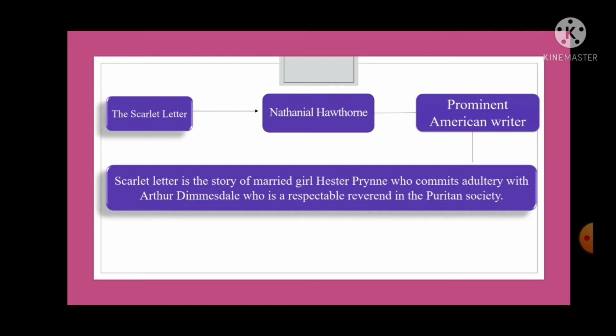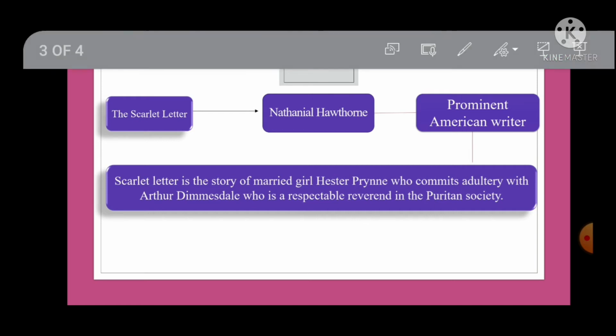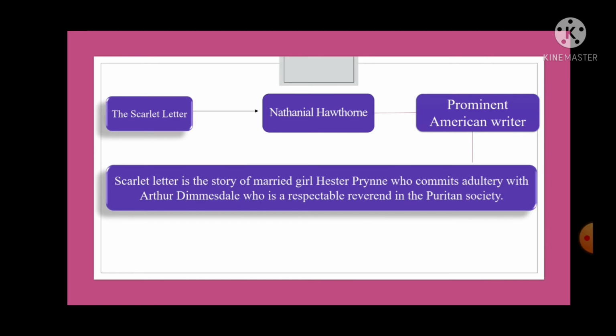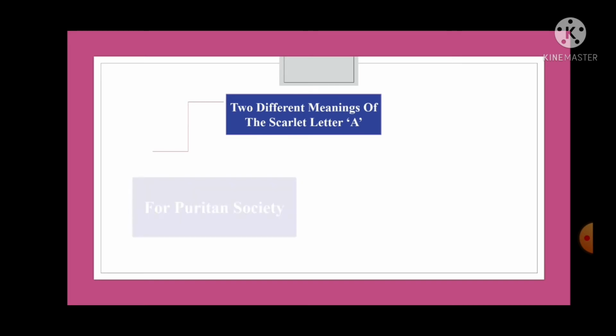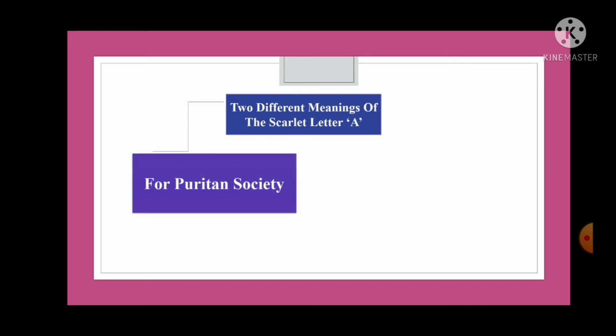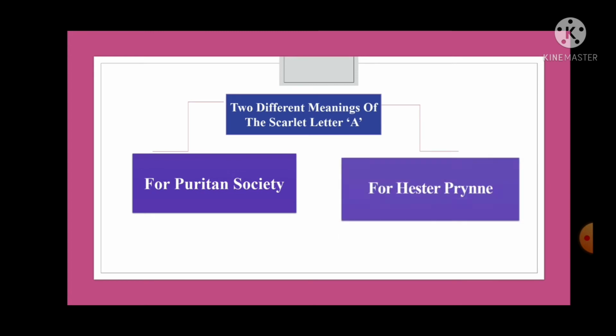So we have two different perspectives that we are going to discuss. The first is the perspective of the Puritan society, the people who follow the Puritan religion, and the other is the meaning that is understood by Hester Prynne.